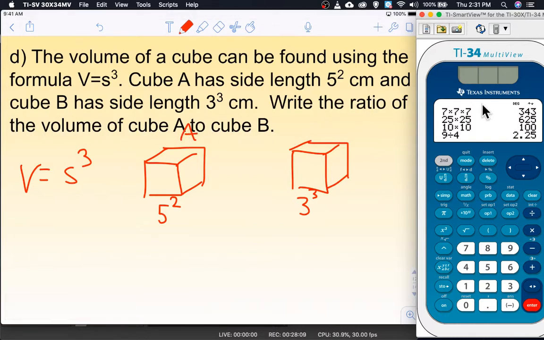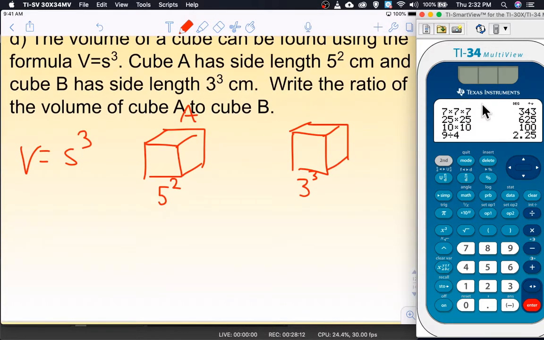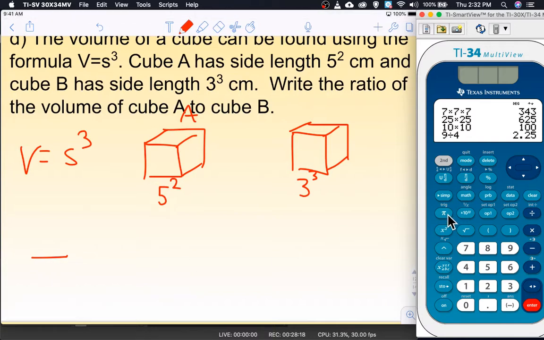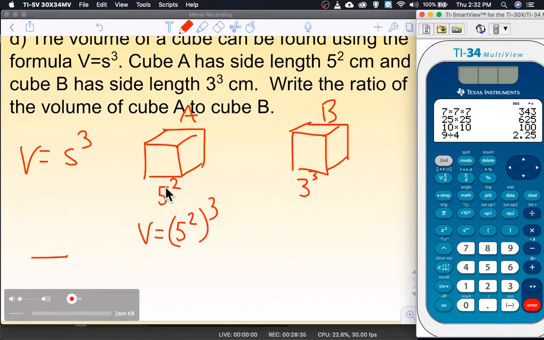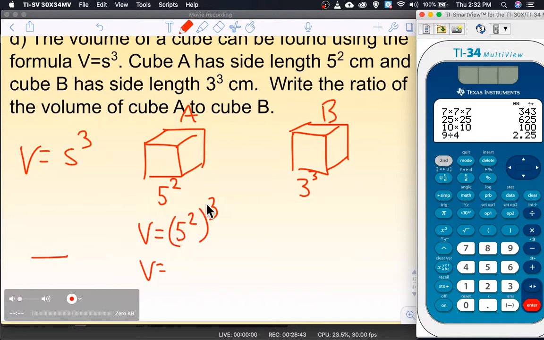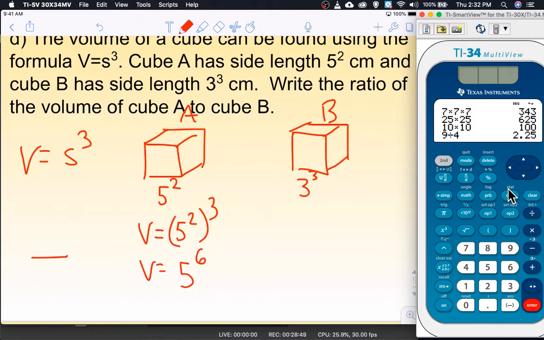So the ratio would usually be a fraction, the volume of A over the volume of B. All I have to do really is plug in each of these side lengths into my formula and find the volume. So the volume would be 5 squared cubed. I'm plugging this side length in for s. I'm going to have to multiply my exponents, giving me 5 to the 6th power.